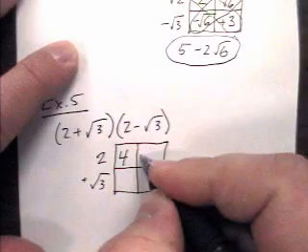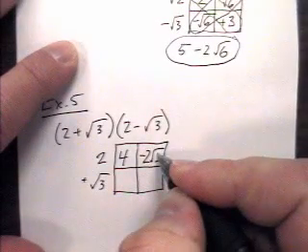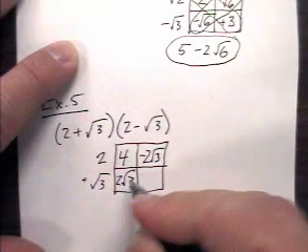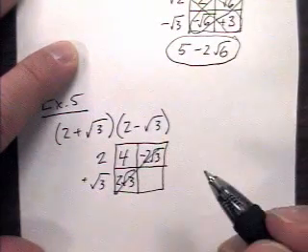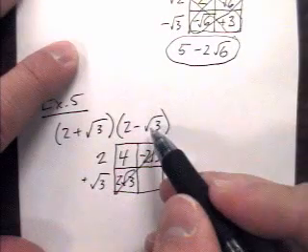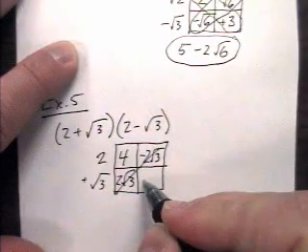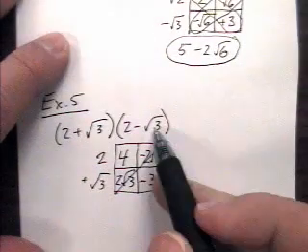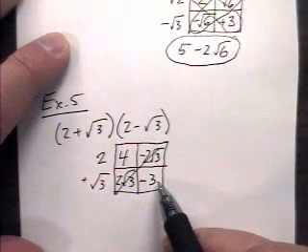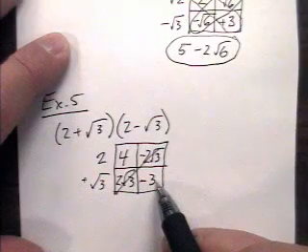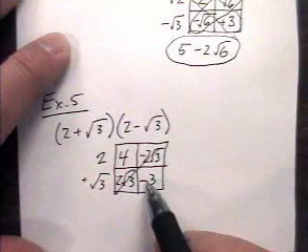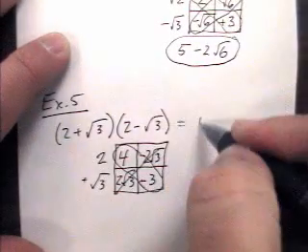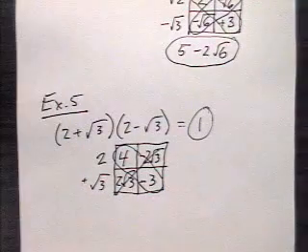We have 2 times negative radical 3, negative 2 radical 3. We have 2 times radical 3. Oh, look, they cancel out. Then we have negative radical 3 times positive radical 3. That makes negative 3. I do realize that's negative square root 9, but we all know that the square root of 9 is 3, so you still have that minus sign. So what do we get when we multiply these together? We get the number 1.